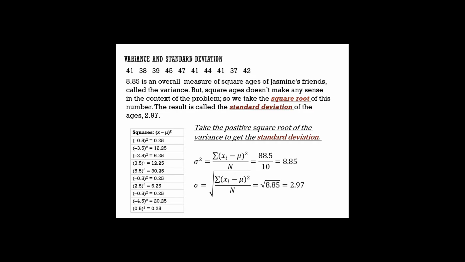So what we've got is 8.85, which is the overall measure of square ages of Jasmine's friends, and that's what we call the variance. But when you think about it, square ages doesn't make any sense. So what we do now is take the square root of it so we can get back to the original unit that we're working with, which is just age. The result of this is called the standard deviation of the ages, and that gives us a standard deviation of 2.97.